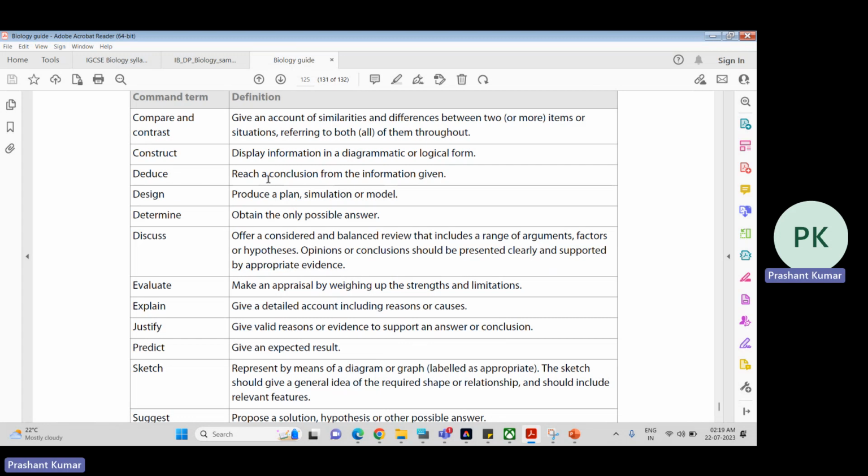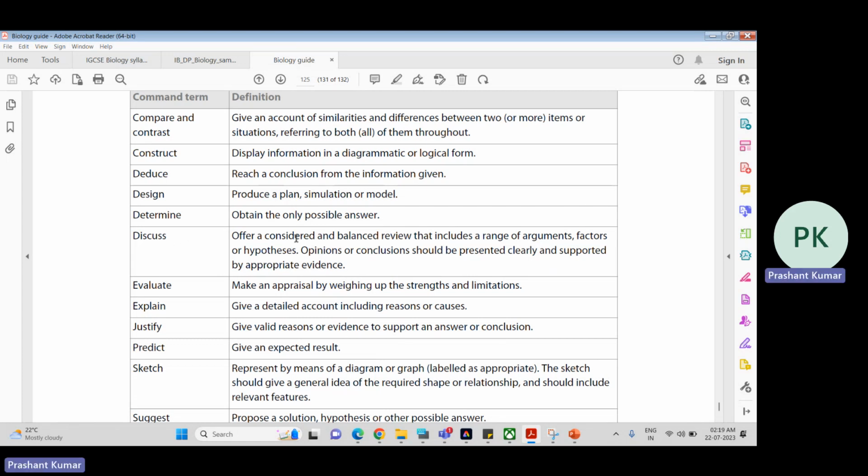Deduce: reach a conclusion. You can give an informative idea, like when you have read the database question and you have to give a conclusion on the basis of the graph. You can just write a one or two line conclusion on this. So you will get the deduce term. Design: produce a plan, simulation, or model. Determine: obtain the only possible answer.